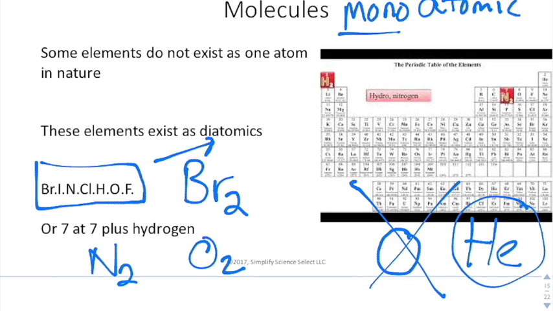The other way that you can memorize it is called the 7 at 7 plus hydrogen. If you start at atomic number 7 and draw the number 7 on the periodic table, that is the same set of elements as Brinkelhoff. You have your bromine, iodine, nitrogen, chlorine, oxygen, and fluorine, but then you have to add the hydrogen at the end. So the 7 at 7 plus hydrogen, or Brinkelhoff.